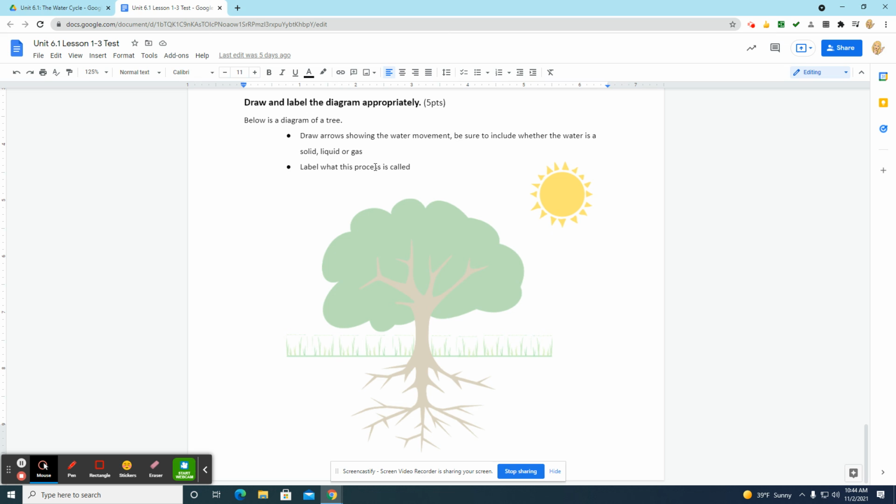And then anywhere on the diagram, please label what this process is called. Once you are done drawing your arrows, please label what this process is called. When you are finished, please make sure your name is at the top of the front page. And congratulations, you just completed our first test.